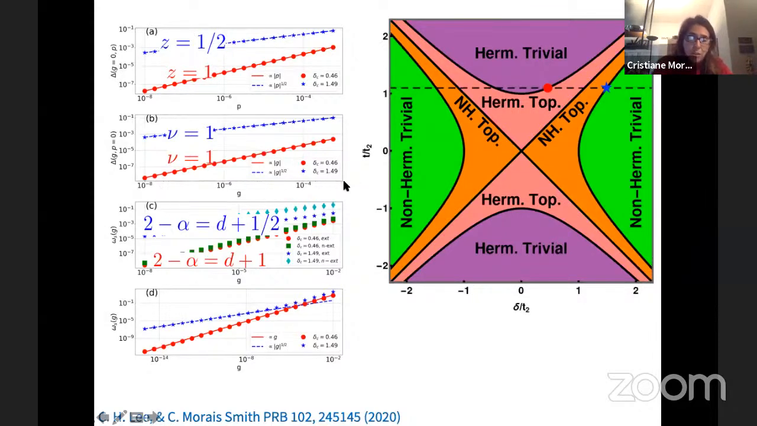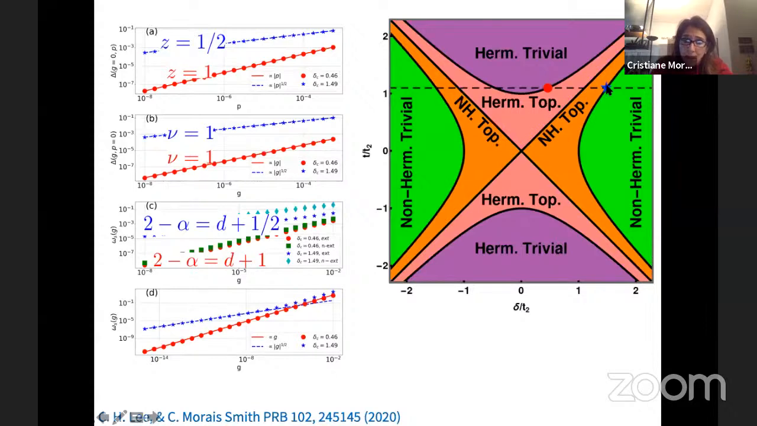For several orders of magnitude, I get my critical exponents. Z is 1, mu is 1. I am in the Hermitian-Dirac universality class for this phase transition. The order of the phase transition is D plus 1. It's first order for the edge. It is second order for the bulk, as before.